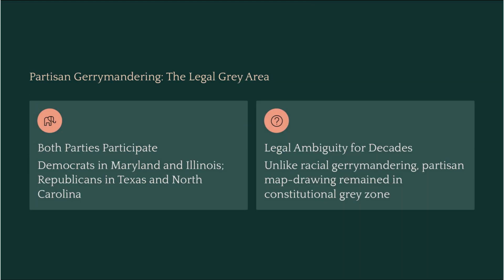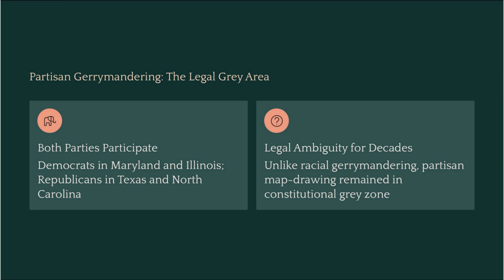While racial gerrymandering faces strict legal limits, partisan gerrymandering has historically lived in a legal gray area. This is when a party draws lines simply to crush the other party, not based on race, technically, but on political affiliation. And let's be clear, both parties participate. Democrats have aggressively gerrymandered states like Maryland and Illinois to lock out Republicans. Republicans have aggressively gerrymandered states like Texas and North Carolina to lock out Democrats.